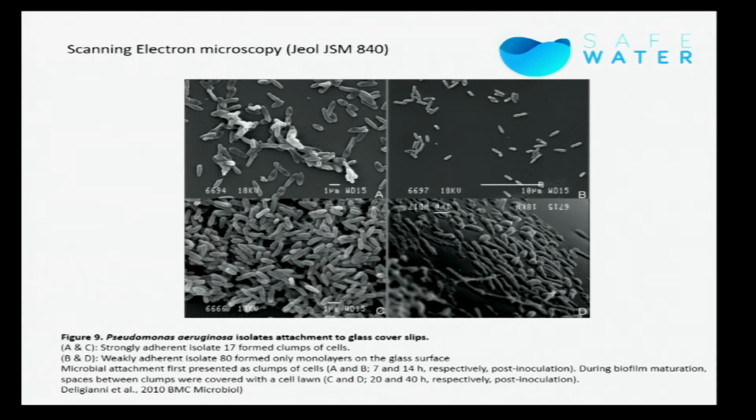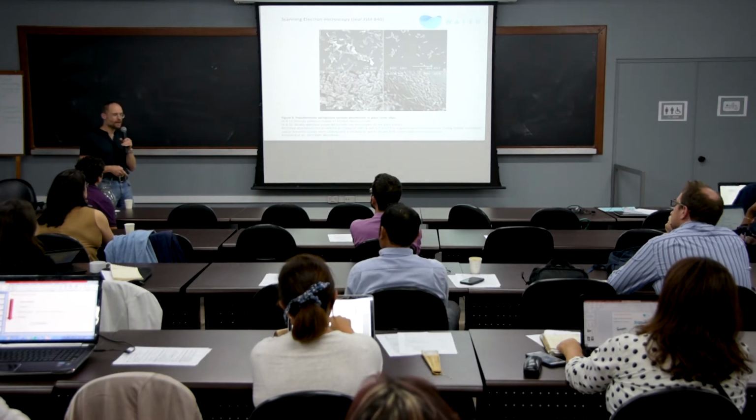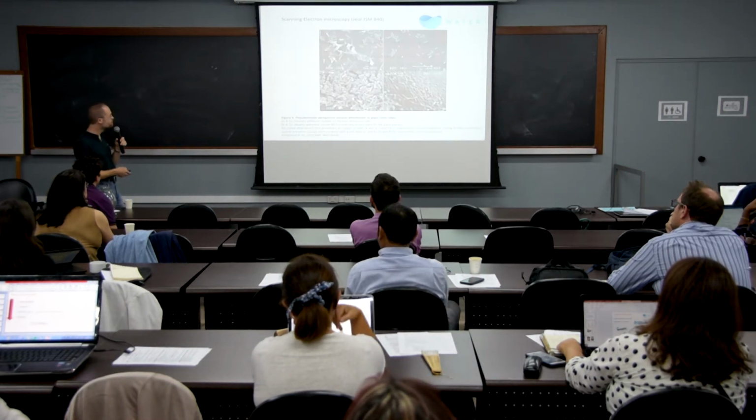In panel B and D, however, we have a weakly adherent isolate. It doesn't form good biofilms, so we can see that on the surface you only get a few cells, and here we just see a monolayer of cells that have just about managed to hang on to the surface. So we can see that even between two different Pseudomonas isolates, the extent of biofilm formation can vary quite considerably. And still no numbers. Scientists and engineers, we want some numbers.